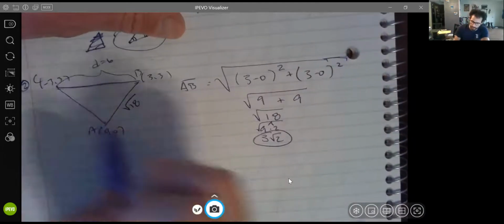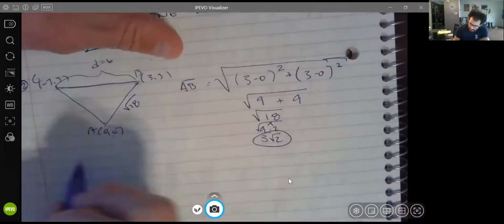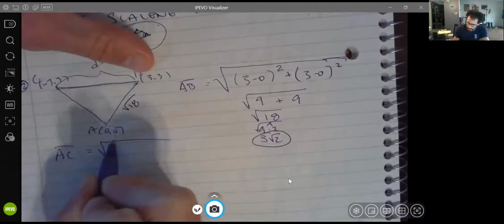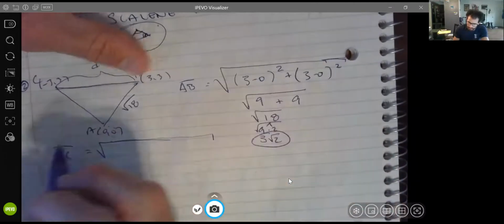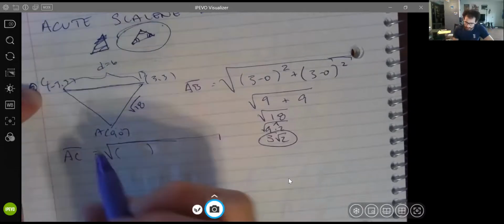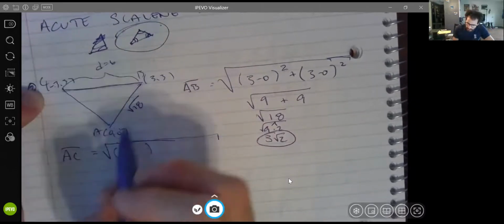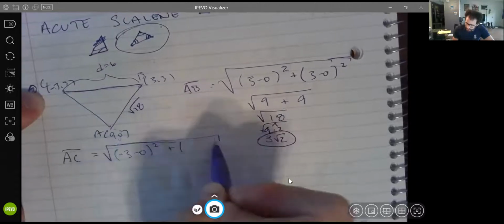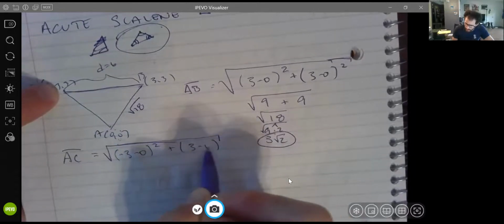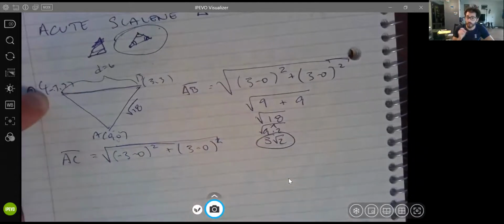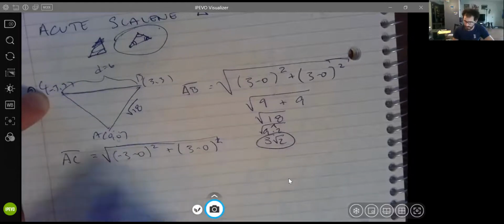Let's do the distance from C to A, or A to C. So for AC, I'm going to do the square root of the difference. See my pattern? See how I think about it? You should think about it the same way. The difference of the x's, -3 minus 0, squared, plus the difference of the y's, 3 minus 0, squared. Notice I'm consistent with which point starts and which point ends the parentheses.